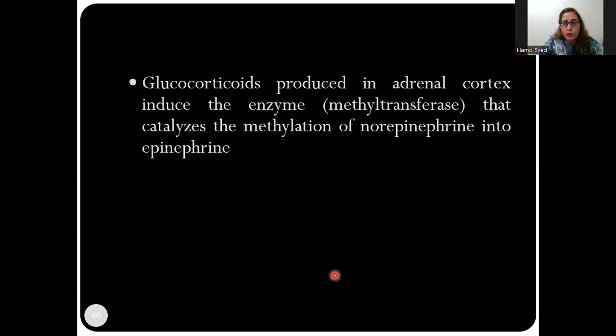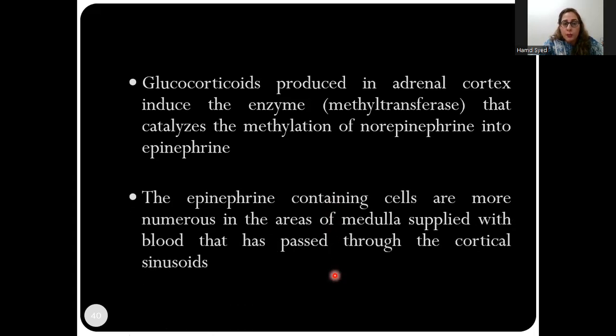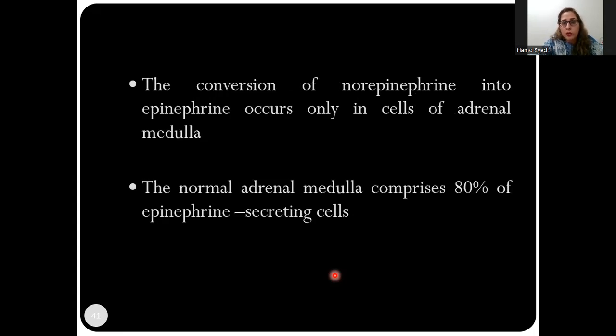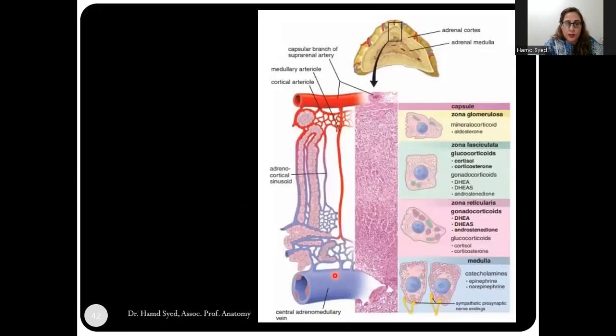The glucocorticoids produced in adrenal cortex will induce the enzyme known as methyltransferase. This enzyme then catalyzes the methylation of norepinephrine to epinephrine. The epinephrine-containing cells are more numerous in areas of medulla supplied with blood that has passed, therefore, through the cortical sinusoids. So the conversion of norepinephrine into epinephrine is stimulated or catalyzed by the enzyme methyltransferase, which is in turn induced by the glucocorticoids. The conversion of norepinephrine to epinephrine, remember, occurs only in the cells of the adrenal medulla. And the normal adrenal medulla comprises 80% of epinephrine secreting cells.